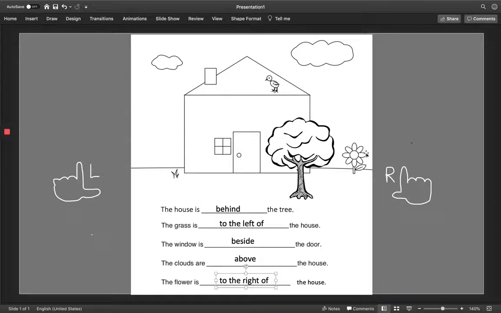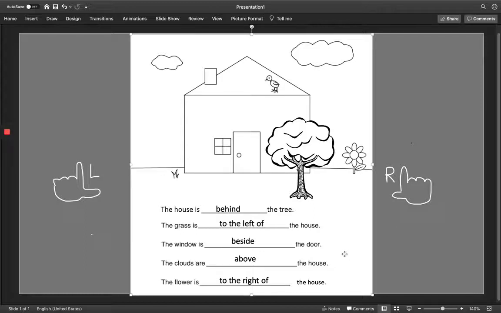So let's look. The flower is right here and the house is right here. Okay? Is the flower to the right, on the right side of the house? Yes, because remember we drew our hands and we said that the hand that doesn't make an L is the right. So that means this is the right side. And the flower is on the right side of the house. So that goes there. Very good. Thank you for helping me figure out where these positional words go in our sentences.